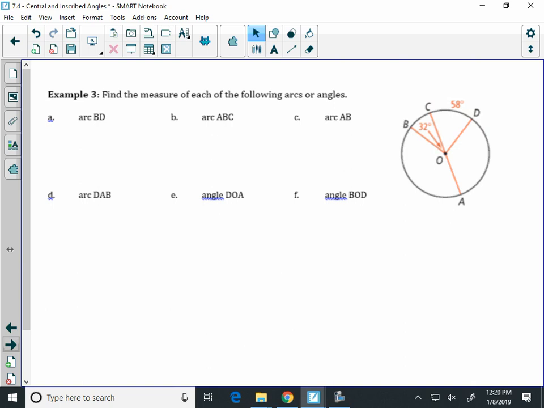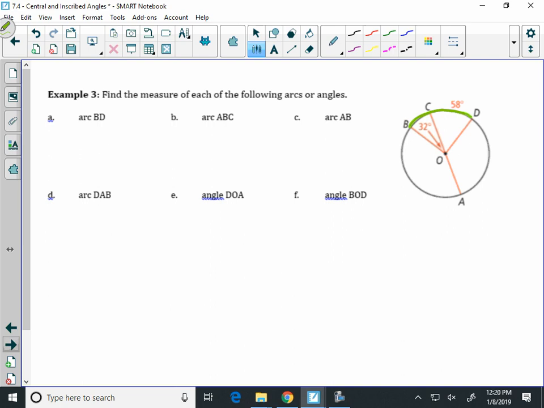So with these, sometimes you're just given a diagram and you're told to find a bunch of different arcs and angles. So you have to use what you know about circles and central angles and inscribed angles to help you find those missing pieces. Okay. So we take a look at A. We want to find arc BD. We want to find that arc right there. Well, I know part of the arc is 58. Okay, so from D to C it's 58. I just need to figure out what that other little piece is, and then I can figure out the entire arc.